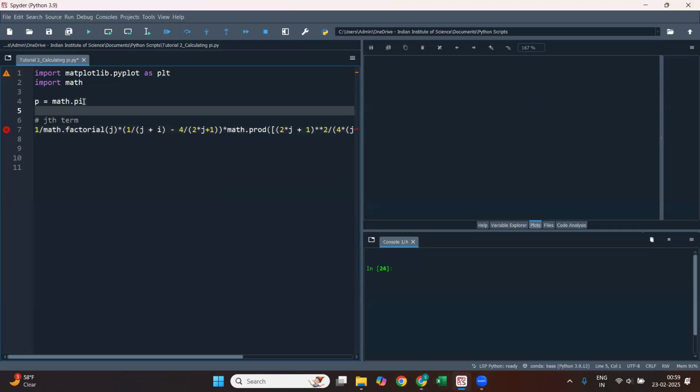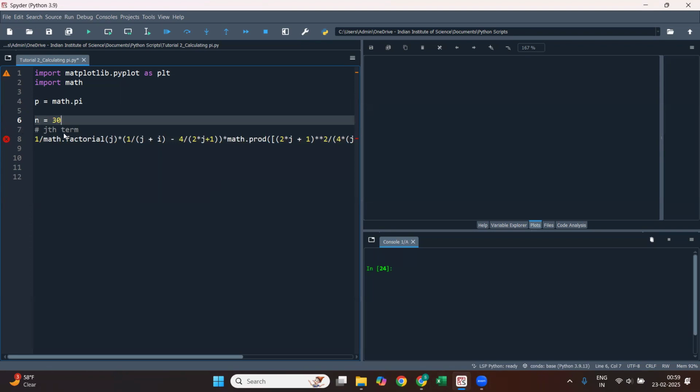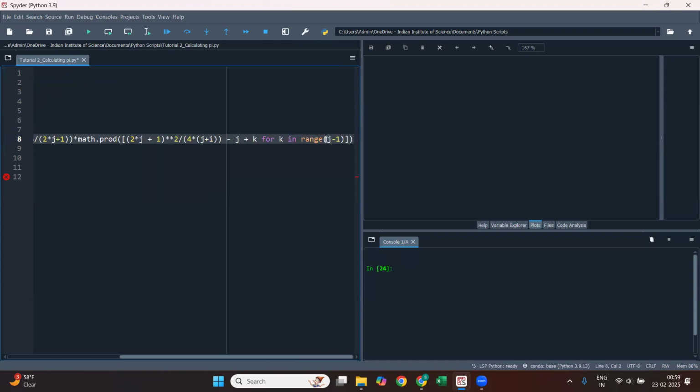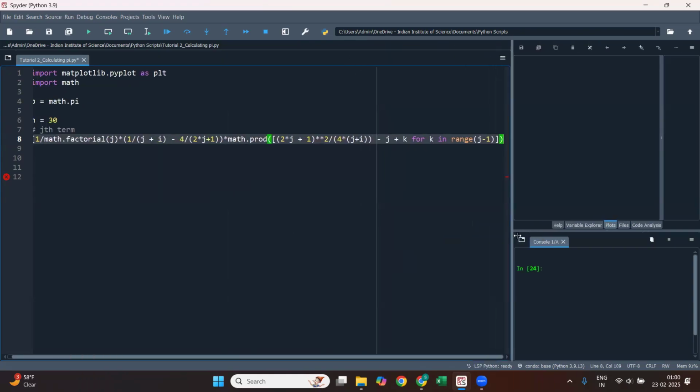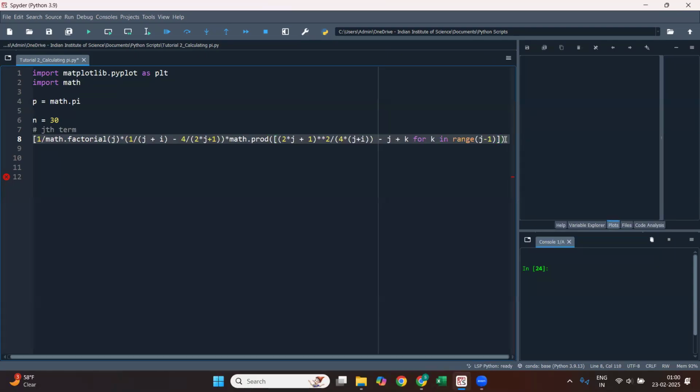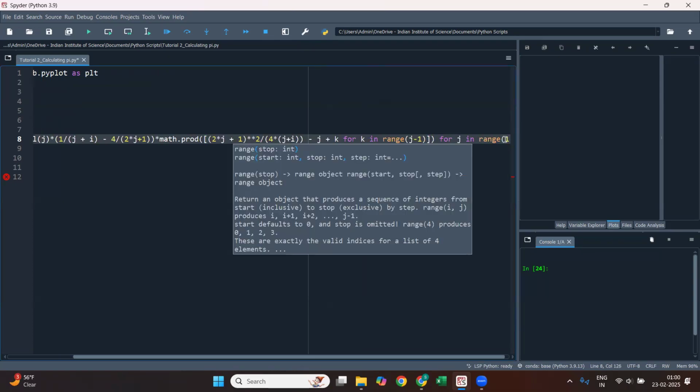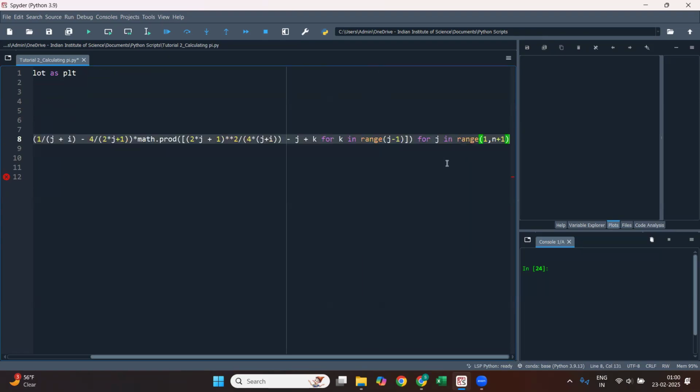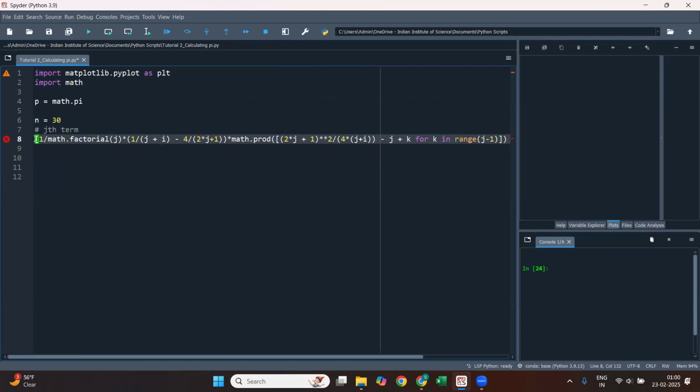So let's just say n equals 30. So we have to sum it for n equals 1 to 30. So we'll make a list out of this, right? And we'll say for j in range, n goes from 1 to 30, which is n, basically. So n plus 1. So again, it will compute till n, and the parentheses gets closed. So this is my list over here.